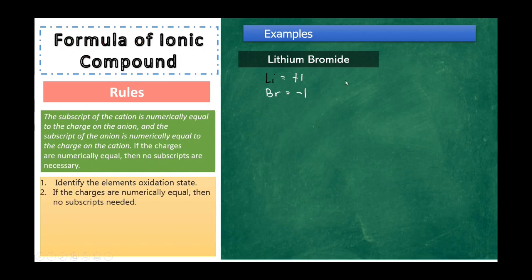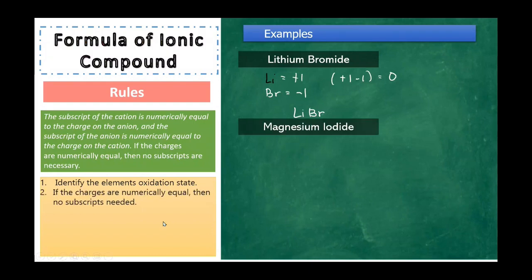With this, class, if the charges are equal in number, we have 1 and 1, meaning when you add positive 1 plus negative 1, you will get a charge of 0. Therefore, you don't need to put a subscript. Then you will just follow how it is named, lithium, and then bromine. Okay. Remember also, class, that the metal is always first. Then, the second word will be the non-metal. Okay? Remember that.